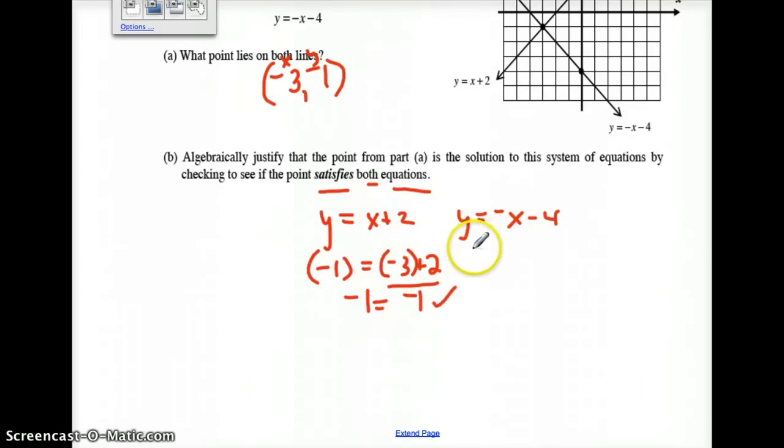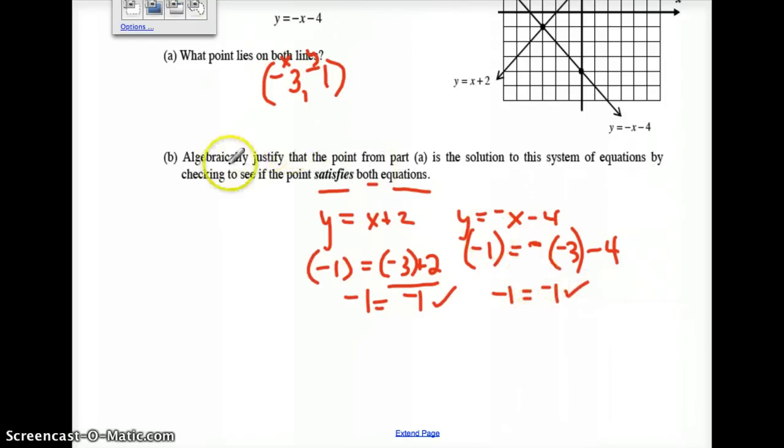And the second one, we're going to do the same thing. The y value is negative 1 equals, and that's a negative x, so we have to be careful of that. It's negative of negative 3. Okay, so the x value is negative 3, but there's a negative on the x. So it's negative 3 minus 4. So negative 1 comes down equals a negative, so a double negative is a positive. That's positive 3 minus 4. Because 3 minus 4 is negative 1, so that one checks.